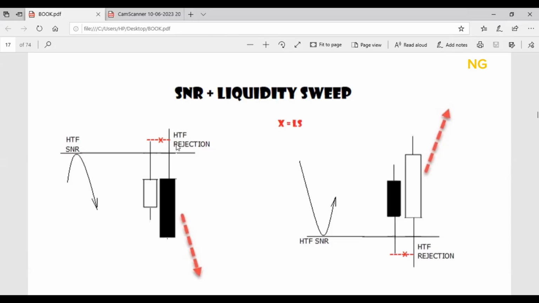So this CHoCH now carries what? It carries a liquidity sweep. That means price swept off the liquidity. I normally tell you that the major market players are looking for where to take out liquidity. They will trade above resistance and trade below support level. That is their business. They don't have a trading plan.